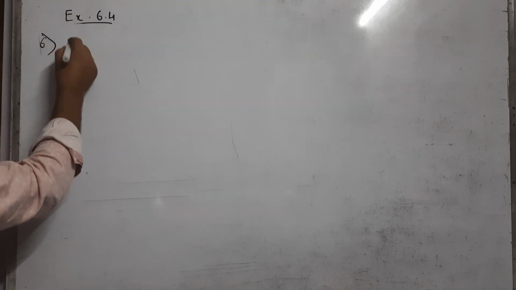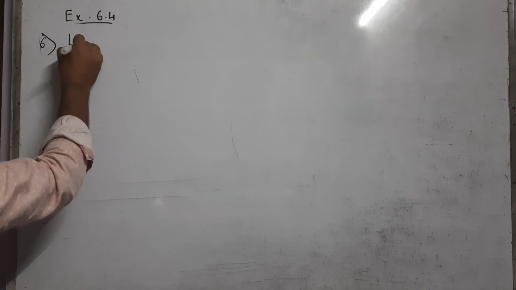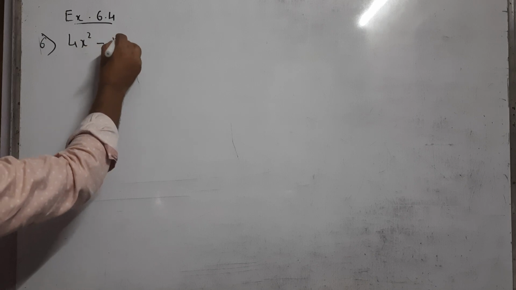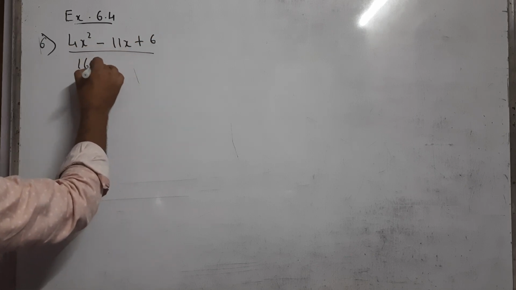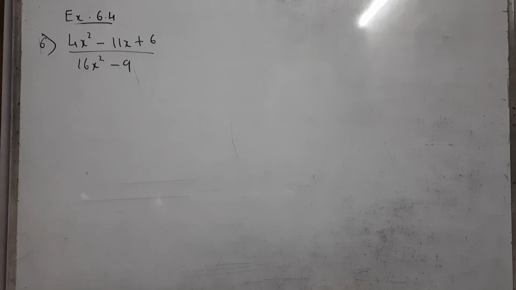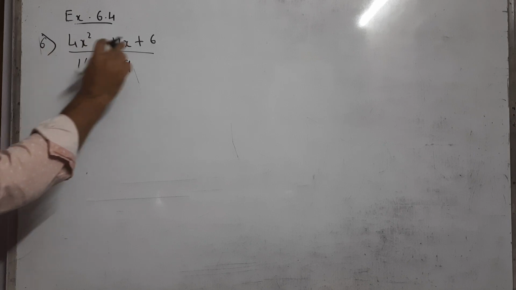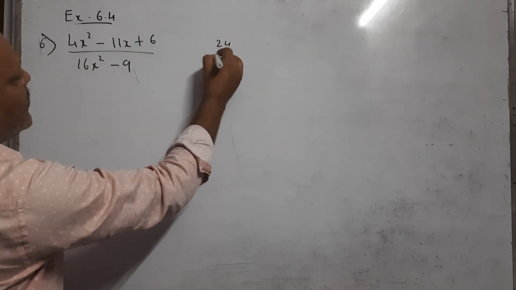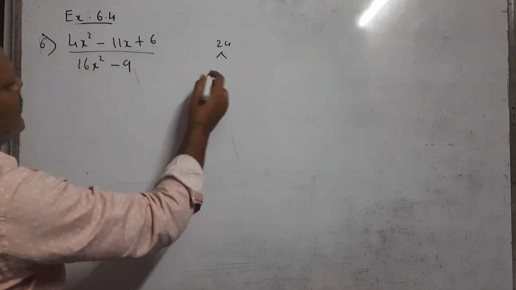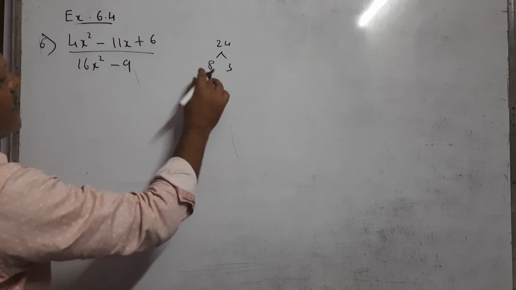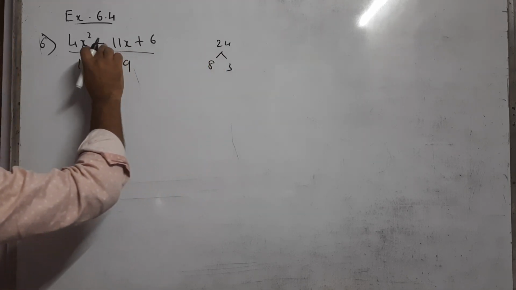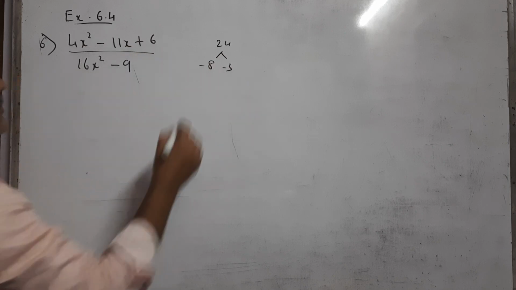Sixth sum, 4x square minus 11x plus 6 and 16x square minus 9. Okay, now just tell me what is the product in this sum. 4 times 6 is 24. 24 is the product, and we should get a sum of 11. 8 times 3 is 24, and here minus 11 is there and plus 24 is there, so both the numbers should be minus.